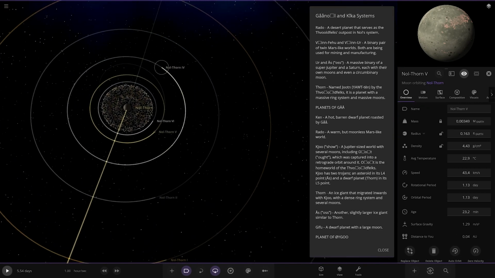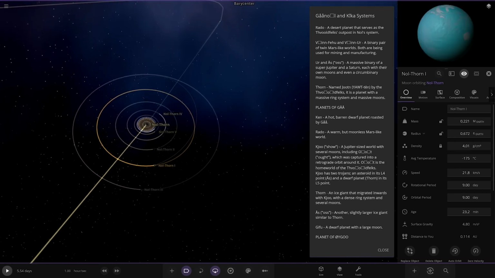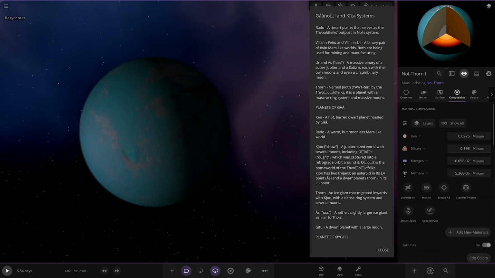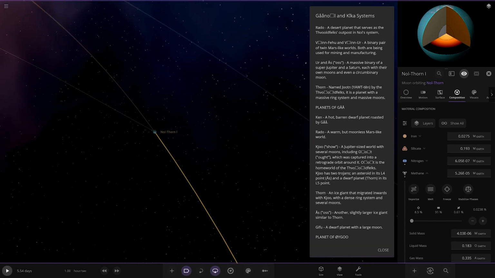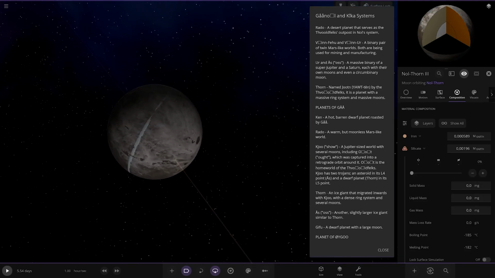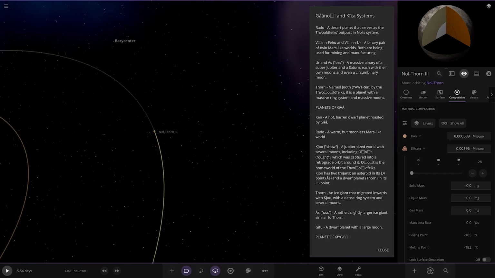Looking good. Got these guys as well. All the traditional looking rockies. This one looks like it has a methane ocean, I'm guessing. Let's have a look. I'm guessing it is liquid. Yeah, it is. Methane ocean. Very cool. Nice, nice. Got this one over here as well. Last of the moons. Cool. Alright, so now we're heading to the next star.